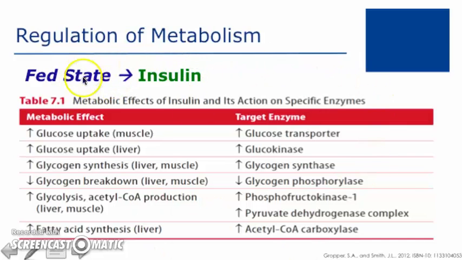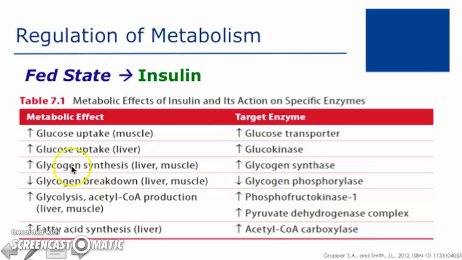This diagram shows the metabolic effect and target enzyme of each of these processes, and this is representing the effect of insulin on each of these processes. We see that insulin promotes increased glucose uptake in the muscle and the liver, and you see the key enzyme involved.